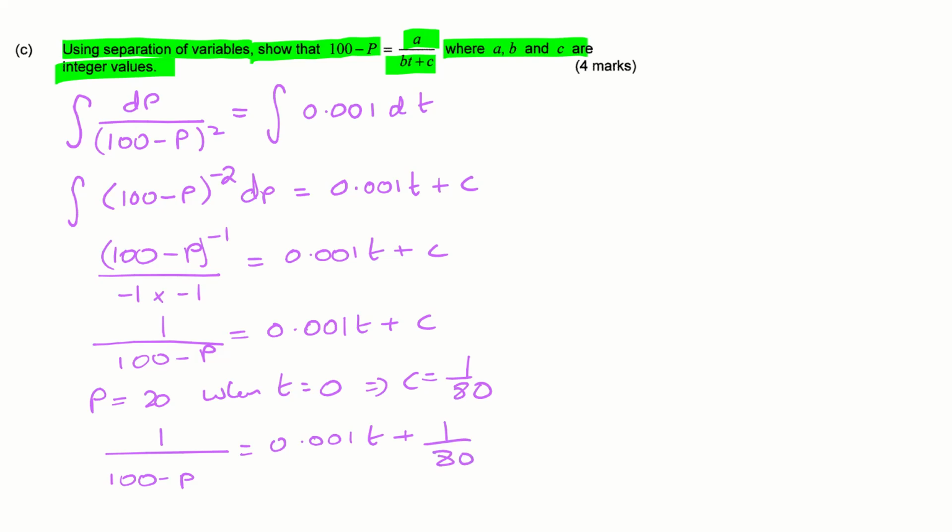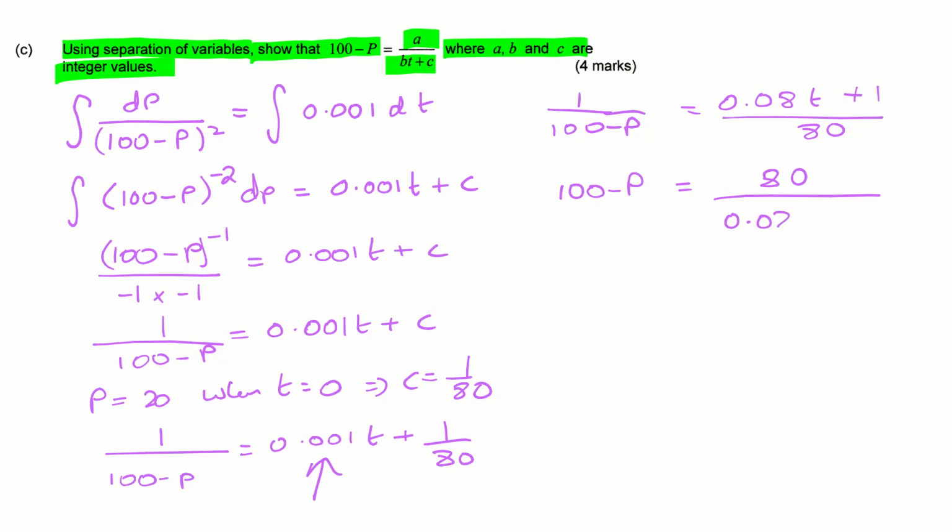And putting it all over 80 on the right-hand side there, 1 over (100 - p) is (0.08t + 1)/80. So it's multiplying that top and bottom by 80. Turn it all upside down, and I think I made a mistake there. Yeah, there's 100 take away p like that. So 100 take away p is going to be 80 over (0.08t + 1).